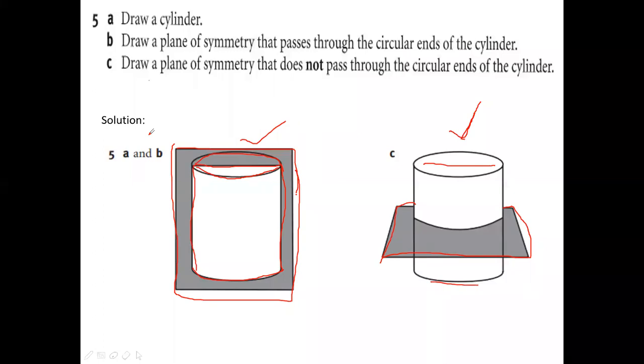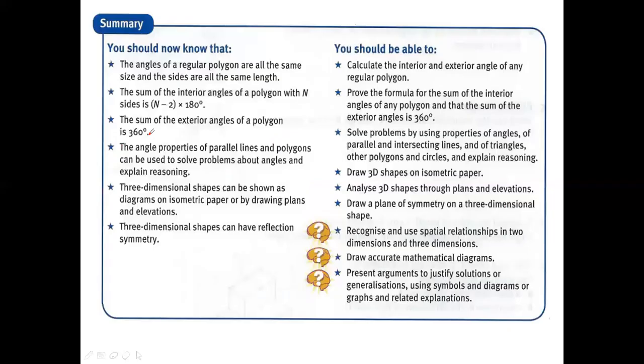This is our fifth chapter. What we have seen in this chapter, we see just a summary here. The angles of a regular polygon are all the same size and the sides are all the same length, then it is called regular. Regular polygon means the angles should be equal and the lengths of the sides should be equal. That's the first point. Okay. The sum of the interior angles of a polygon with n sides. What is the formula? (n minus 2) times 180 degrees. The sum of the exterior angles of any polygon is 360 degrees.